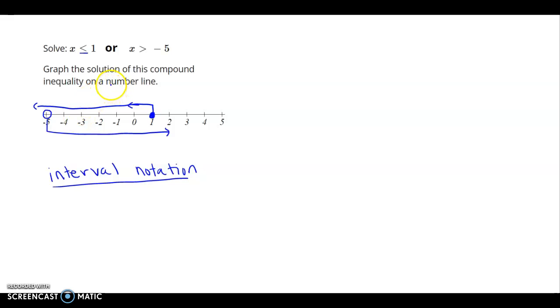Now notice this problem is an OR problem. So that means if it's true for either of these, it's considered a solution. Well, if you look, these lines cover the entire number line. Because this one's going down, it's going to cover every number to -infinity. And because this one's going up, it's going to cover every number to +infinity. And so because of this OR, because it just means anywhere there's a solution, it counts, this answer will actually be -infinity to infinity.